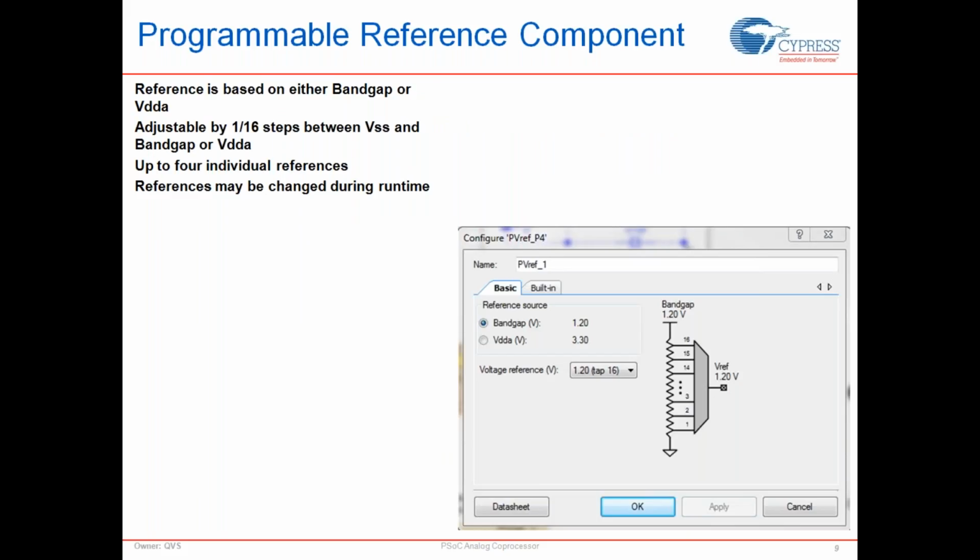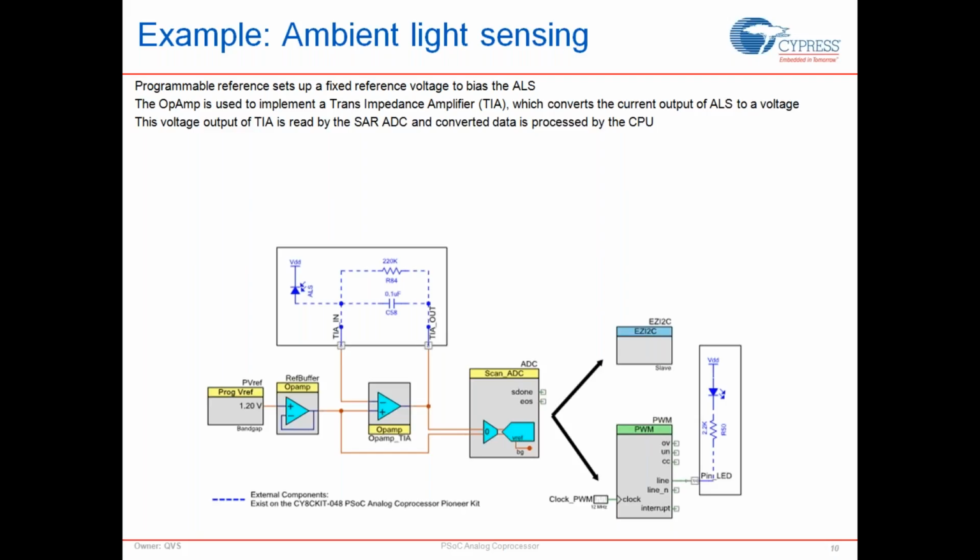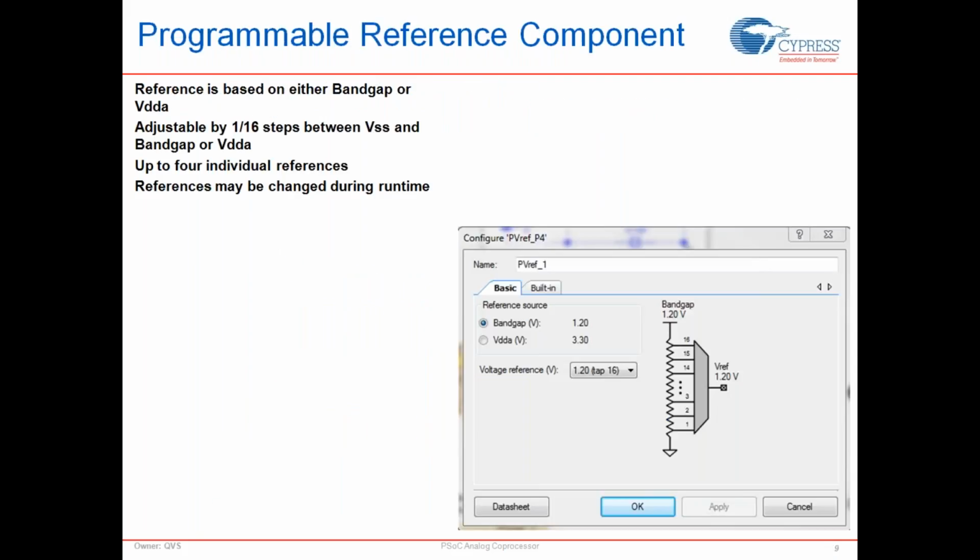This is a component, so you can choose between the bandgap-based reference or a VDDA-based reference. You have different selection options on that drop-down menu. You can have up to 4 instances of this component in your schematic, which means you can have 4 analog reference options. So those are the main analog components I wanted to talk about in the initial part of this session.